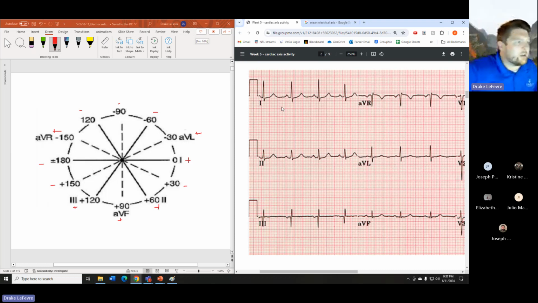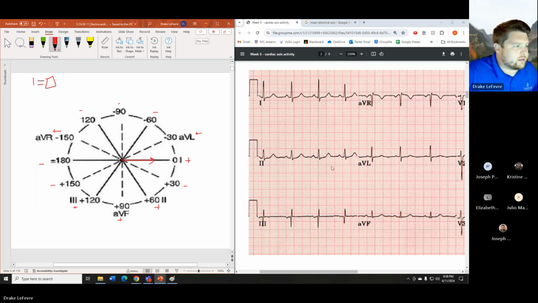I like to start with the one that looks the most obviously positive. So lead one right here, very, very positive, right? Any argument there that the QRS complex goes very, very positive? Nope. Okay, I'm going to take silence as no disagreement. So lead one is going to be red. It is very positive, so a big arrow along lead one towards the positive side.